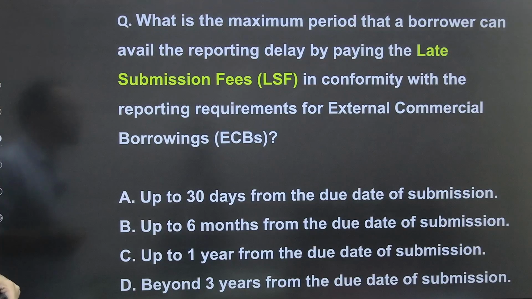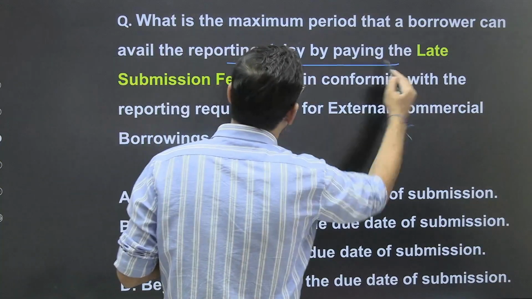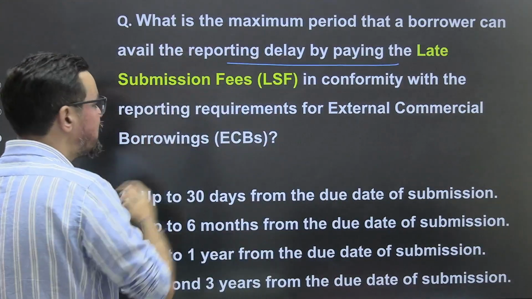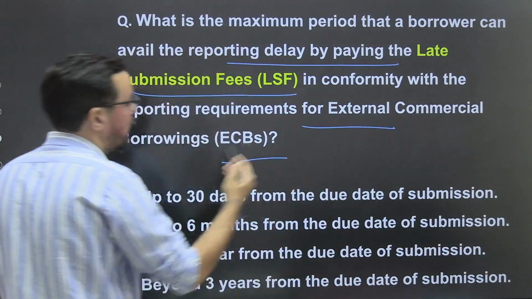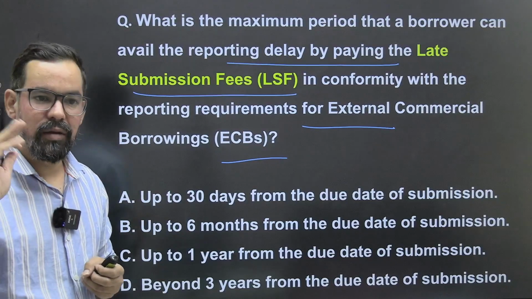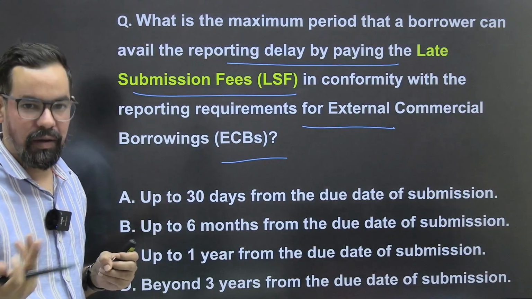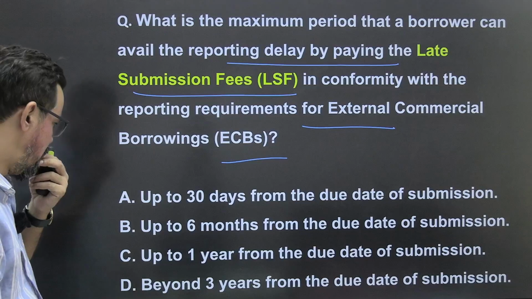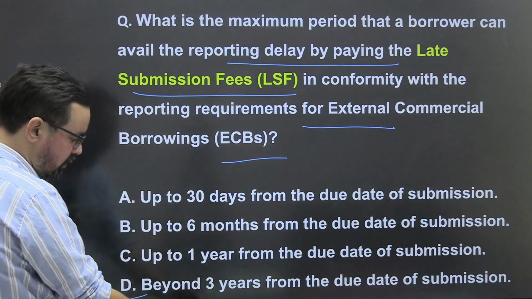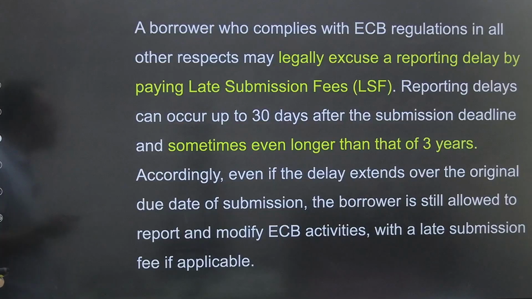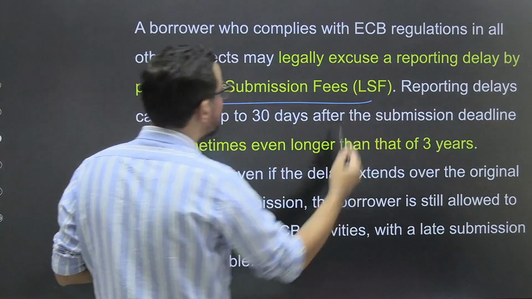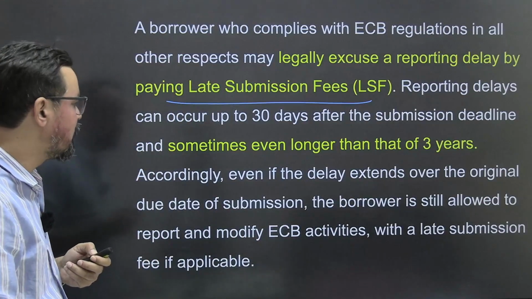What is the maximum period that a borrower can avail a reporting delay by paying a late submission fee in conformity with the reporting requirement of ECB? So it can be many years, okay, if you are paying that late submission fee. So here we have 3 years, so option D will be the right answer for this one, okay? It can be beyond 3 years also, right? But the only requirement is you have to pay the late submission fee. That is the earning for the government.